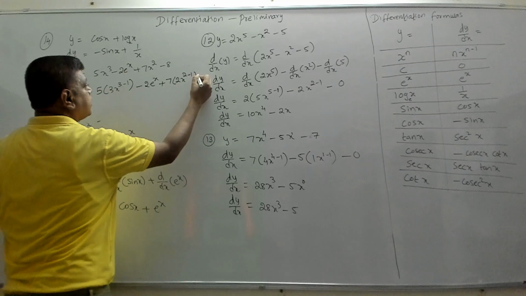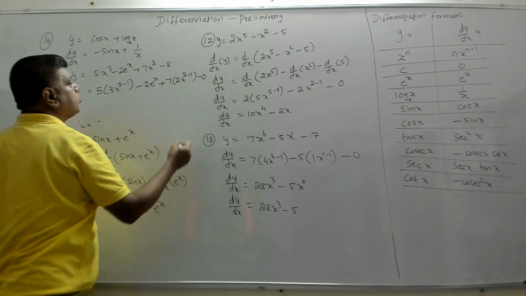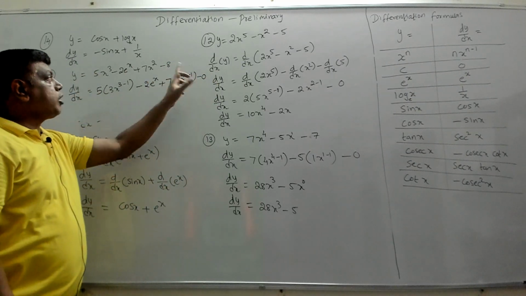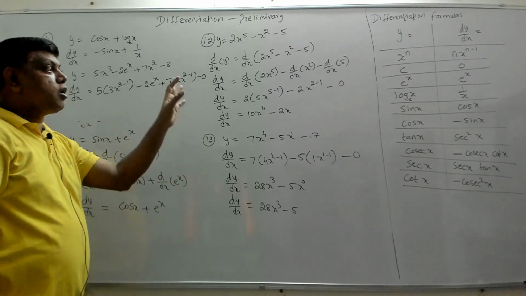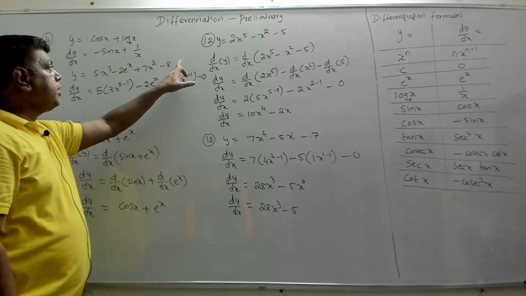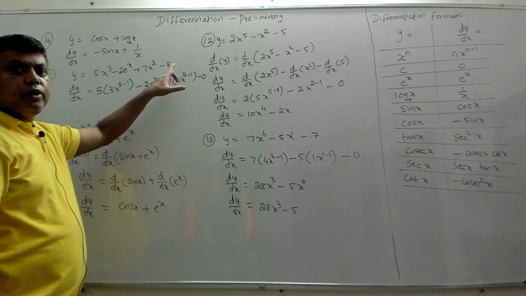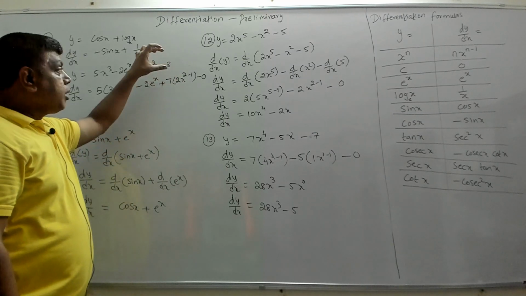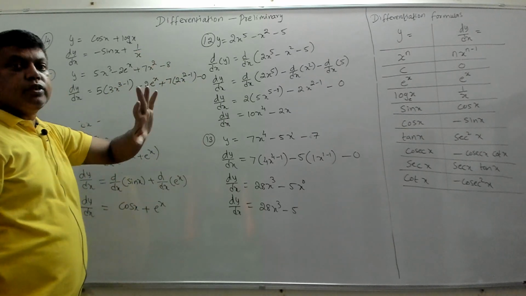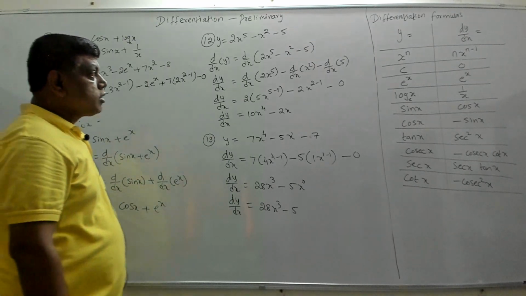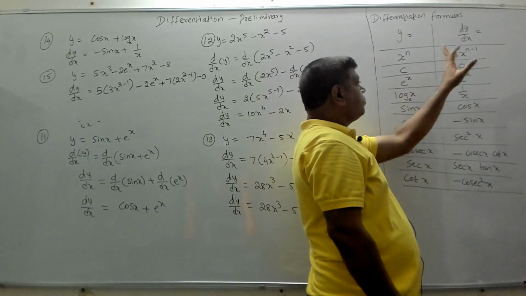Then minus differentiation of 8 is 0. Differentiation of 8 is 0 because it's a constant alone. It's not with multiplication with any function, like 8 into e power x or 8 into x cube or 8 into log x or anything. So when the number alone comes separately, then the differentiation is 0. Differentiating the constant is 0.